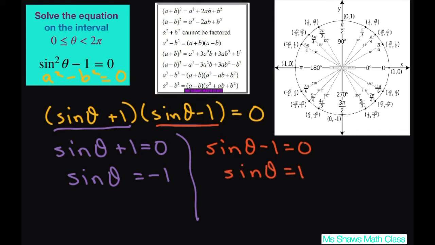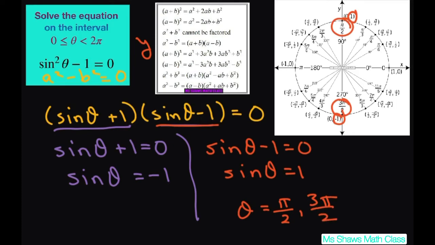So we're looking for where sine is your y value. So we're looking for 1 and negative 1. So that would be pi divided by 2 and 3 pi divided by 2. So theta equals pi divided by 2 and 3 pi divided by 2.